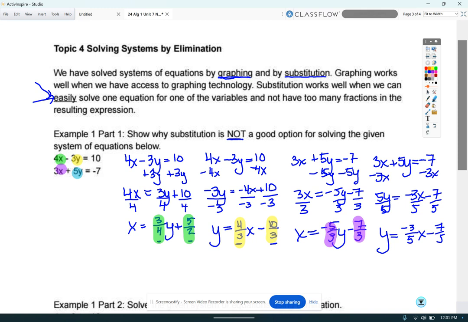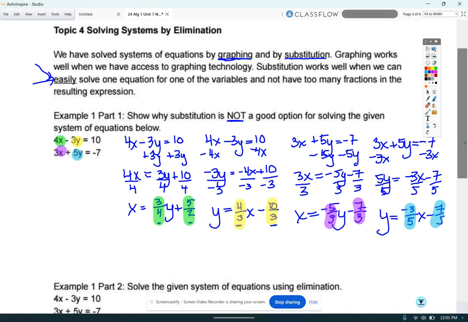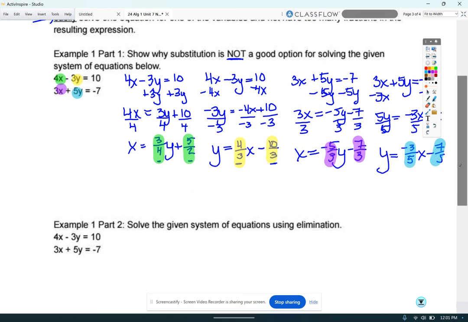So even in this last time, when I took the second equation and solved everything for y, I got all these complicated fractions. And that's why substitution is not a good option, because we have too many fractions in this to be able to then substitute and have something easy to deal with. It's just going to be really complicated throughout to have to deal with all of those fractions. So this is what we use this other technique for.